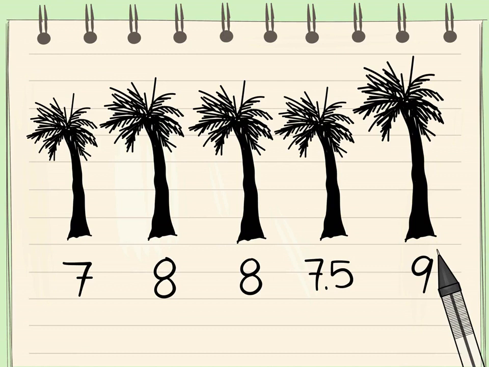Calculating the mean. Look at your dataset. You will need certain key pieces of information to calculate the mean or mathematical average from your sample. Know how many numbers are in your sample. In the case of the sample of palm trees, there are 5 in this sample.